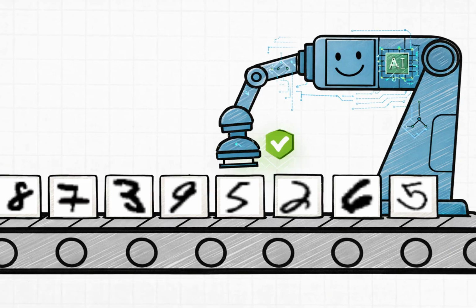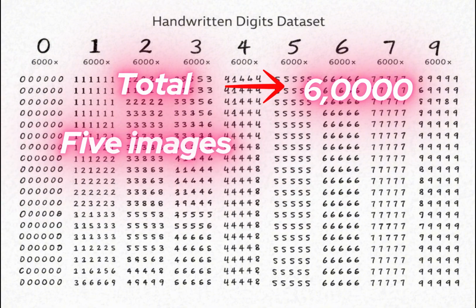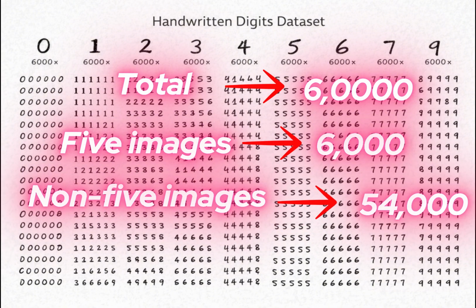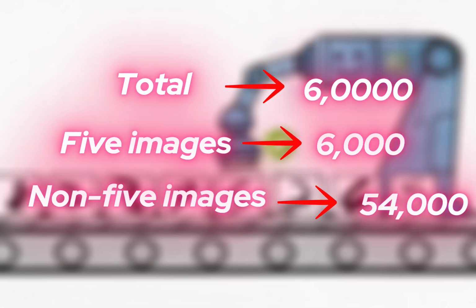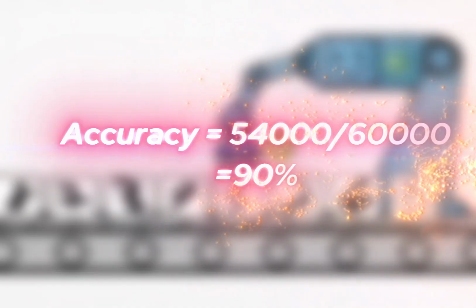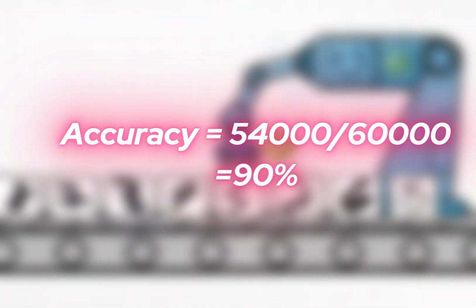What happens then? Out of those 60,000 images, only 6,000 are actually the number 5. The remaining 54,000 images are not 5. Because the model always says not 5, it correctly classifies all 54,000 non-5 images. But it fails on all 6,000 images that really are 5. So the accuracy becomes 54,000 correct predictions divided by 60,000 total images. That gives us an accuracy of 90%.